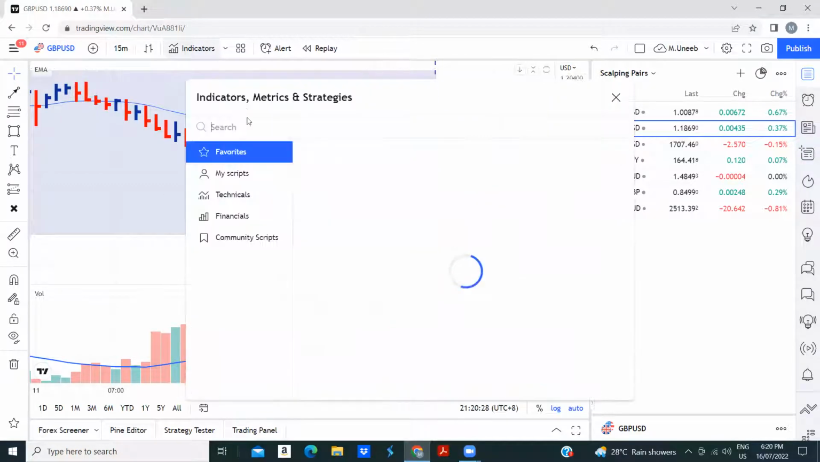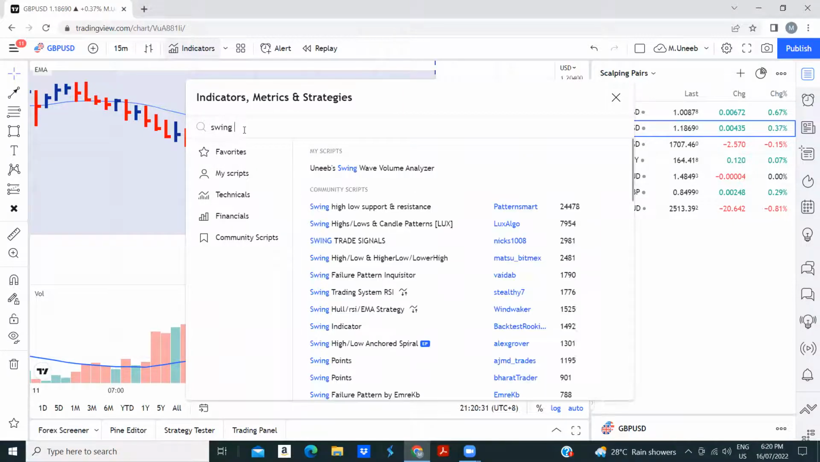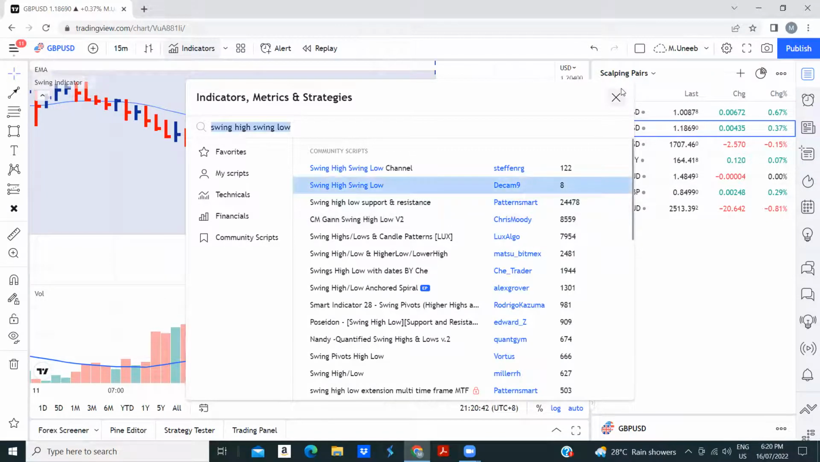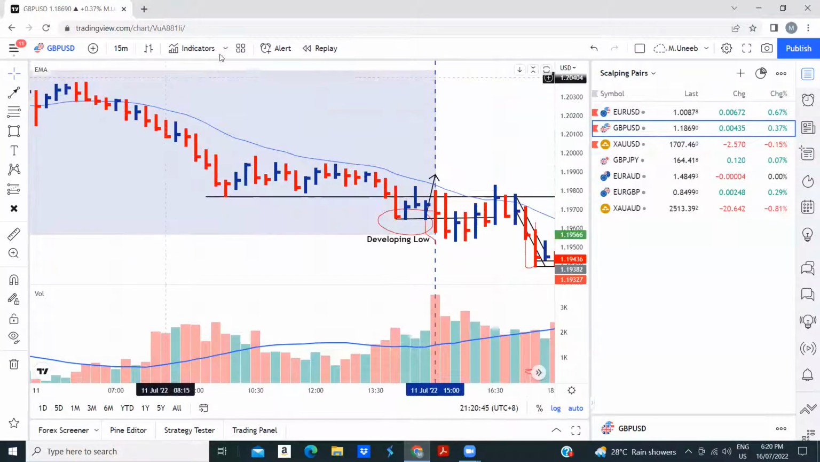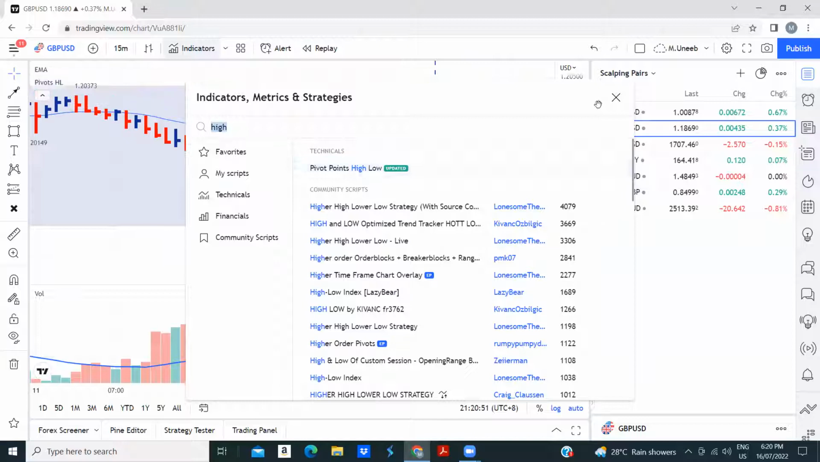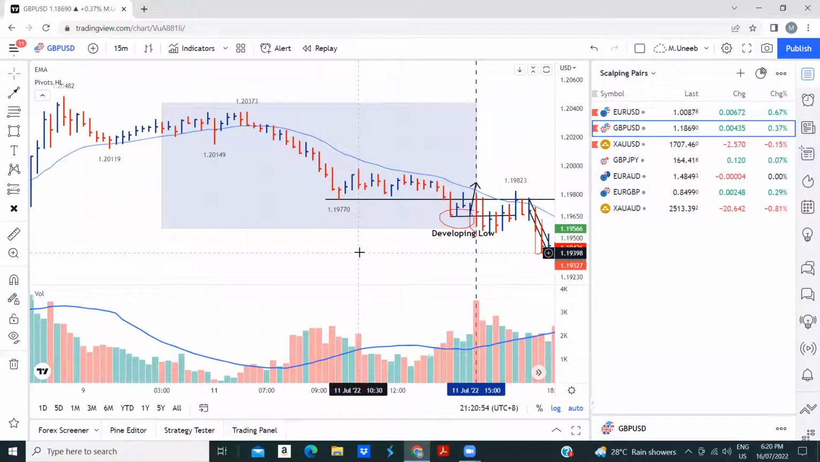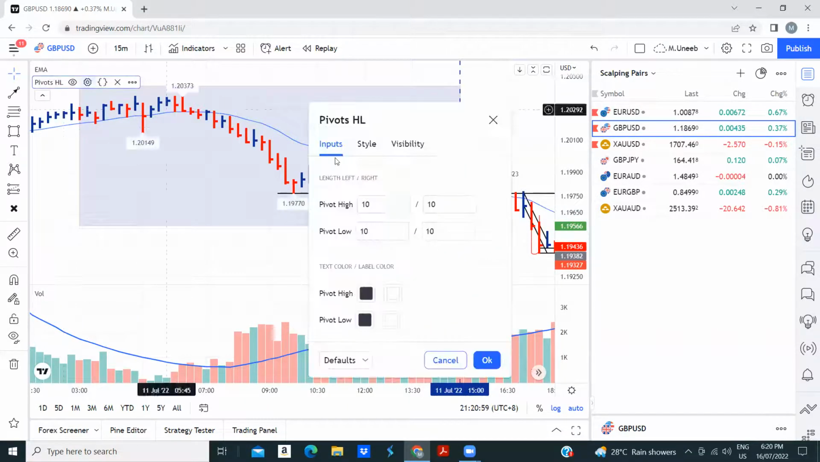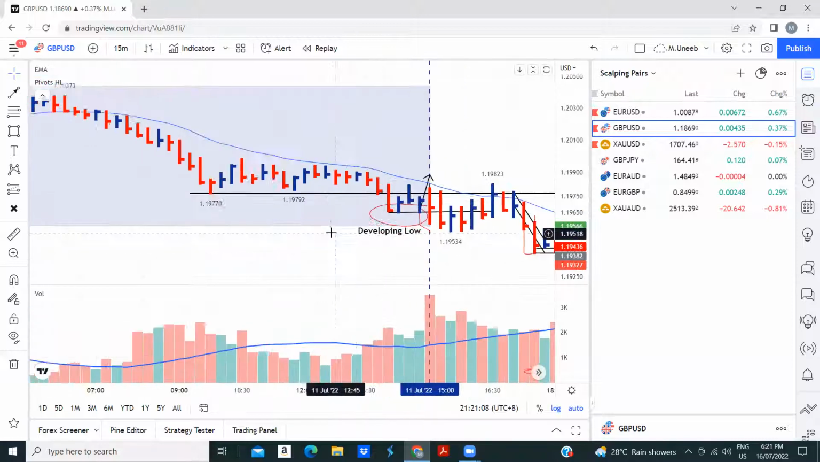Got it? So let's suppose if I do a swing high, swing low, which indicator do you use for a swing high, swing low? Not this one. Pivot high, pivot low. This one? Yeah. Okay. You see, this is the last major low. Can you see on the pivot? Now let's suppose I change it to 5. This is too much. 5, it should be okay. Yeah. This is the last developing low.